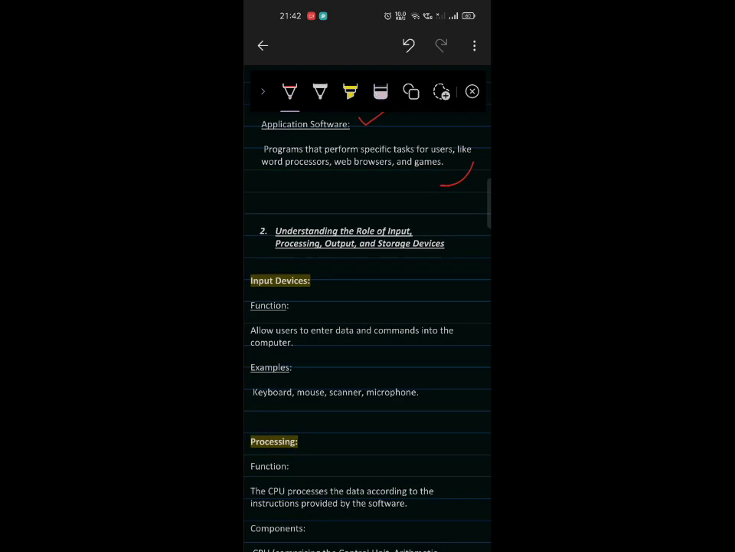Understanding the role of input, processing, output and storage devices. Input devices function. Input devices are the devices that take data from the user. The function of input devices is to allow the user to enter data and commands into the computer. For example, keyboard, mouse, scanner, microphone.